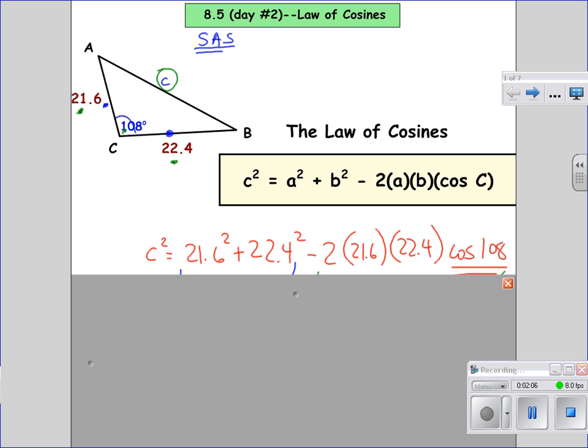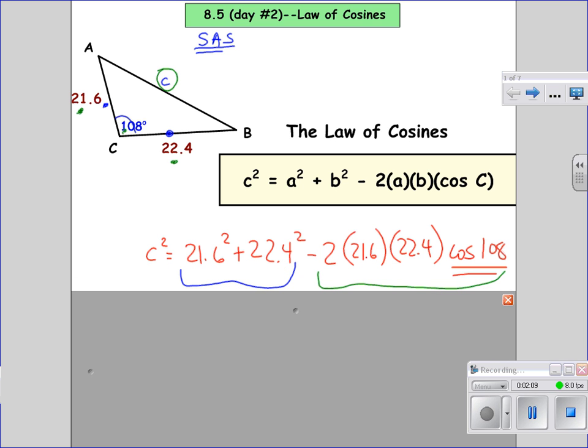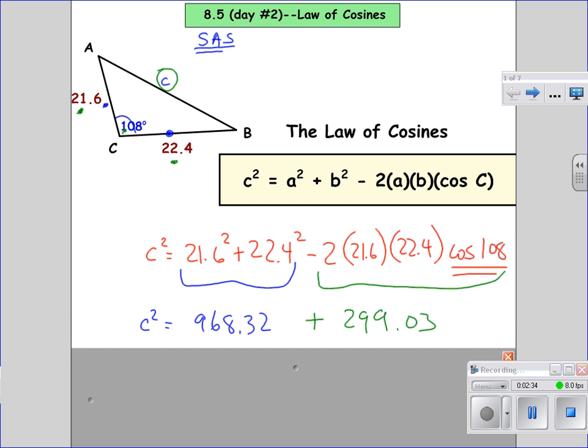This will be good algebra practice too, getting everything lined up and squared away. In your calculator, some of you will be able to put this in in one fell swoop and not have any problems. Most of you, I would suggest breaking it up this way. Take the 21.6 squared plus the 22.4 squared and get that number, 968.32. And then get the rest of it in a second step: minus 2 times 21.6 times 22.4 times the cosine of 108.